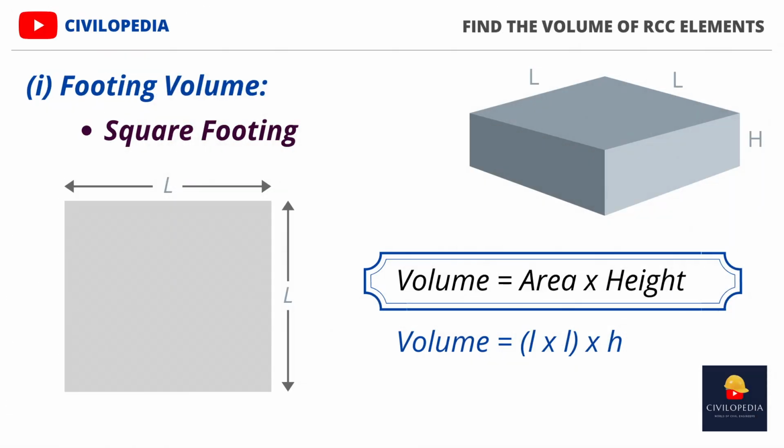Now the next footing is the square footing. It is the same as the rectangular footing, that is L into B into H, but since the breadth and length of the square are the same, the formula is L into L into H, that is L square H.